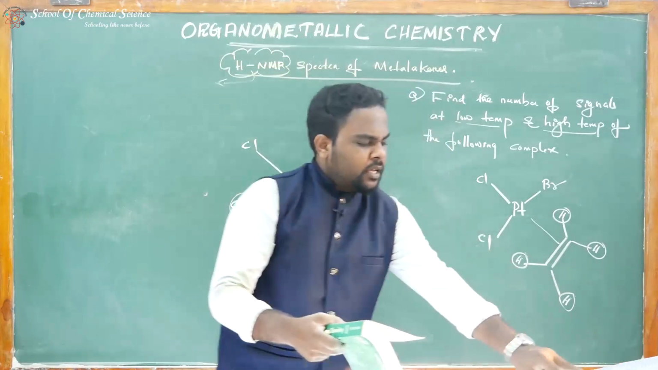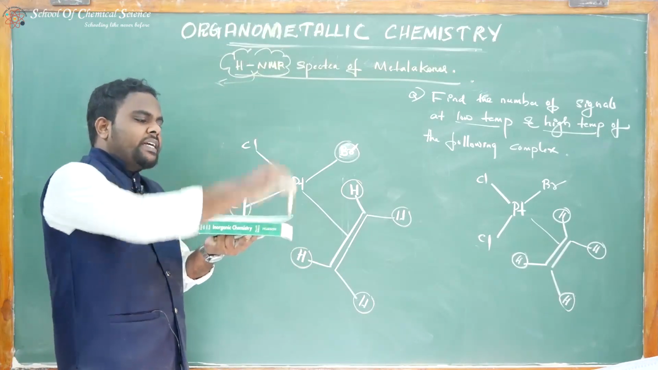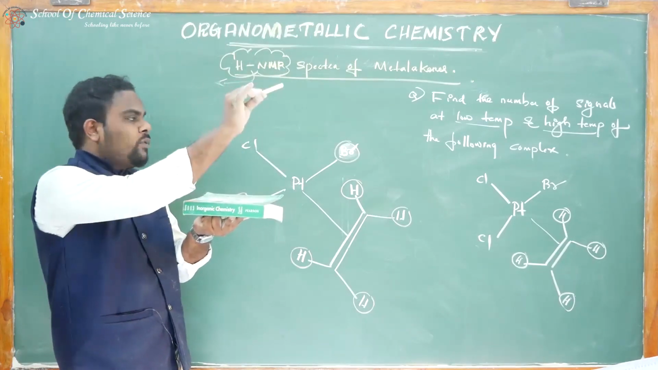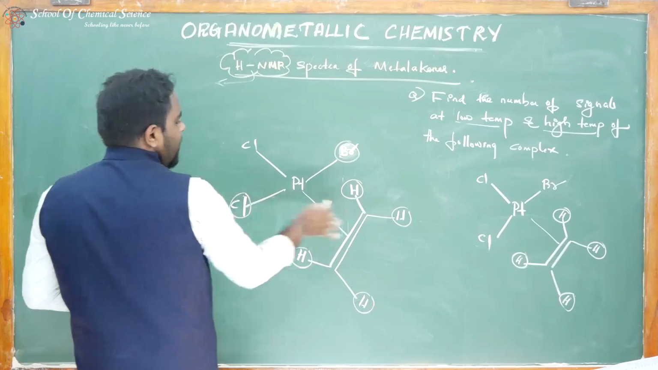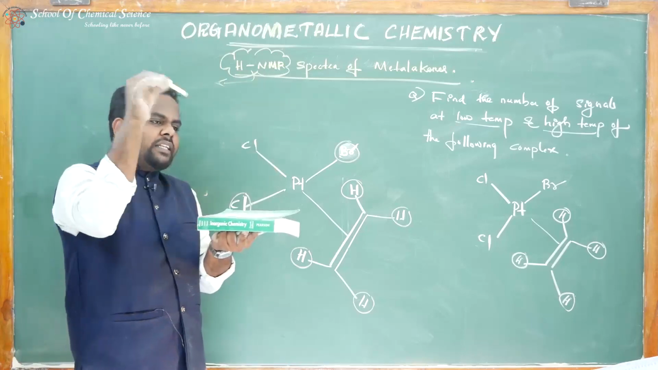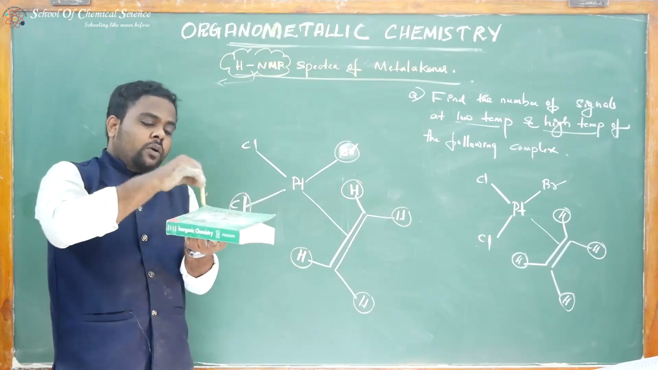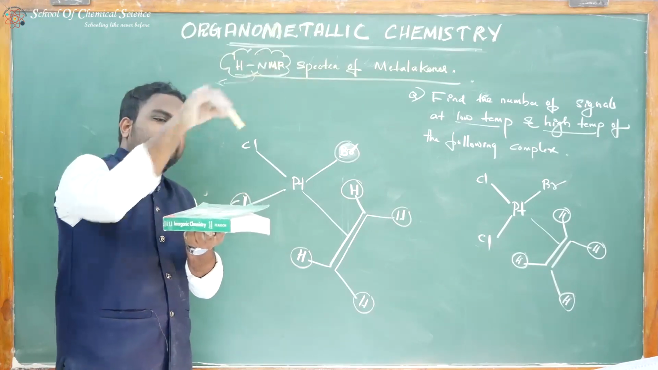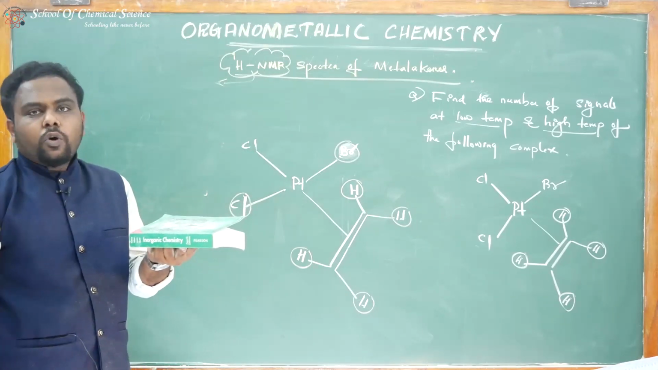Imagine. Find the environment. This is the square plane. Platinum at the center. Chlorine. Here alkene is perpendicular. 2 hydrogens above, 2 hydrogens below. If 2 hydrogens above, what is the environment? These are the 2 hydrogens above. For the first hydrogen, its environment is chlorine, and for the second hydrogen, its environment is bromine. Clear? For one hydrogen, its environment is chlorine, and for the other hydrogen, its environment is bromine.